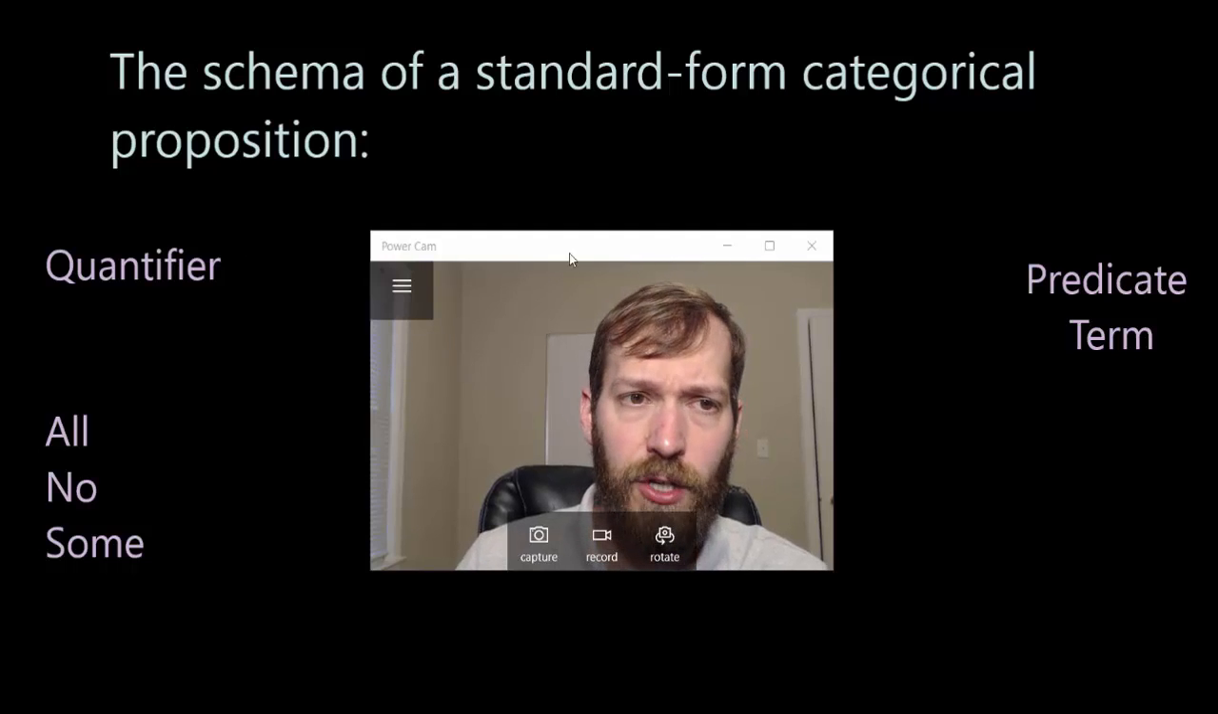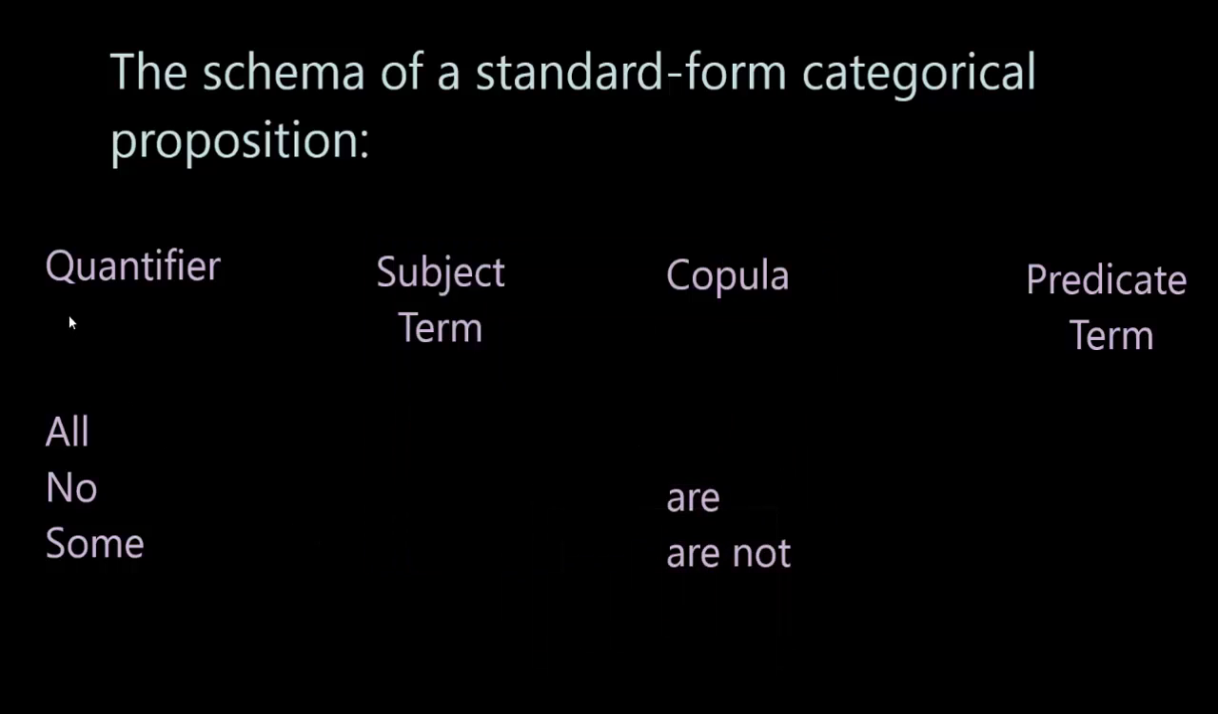And what I have here is the schema or diagram for doing just that. In the standard form, our sentence or our proposition will always start with a quantifier. And there's only going to be three quantifiers that we have at our disposal: all, no, and some. So if you come across a categorical proposition that says every whale is a mammal, then we have to realize that we need to put it in standard form, that says all whales are mammals.